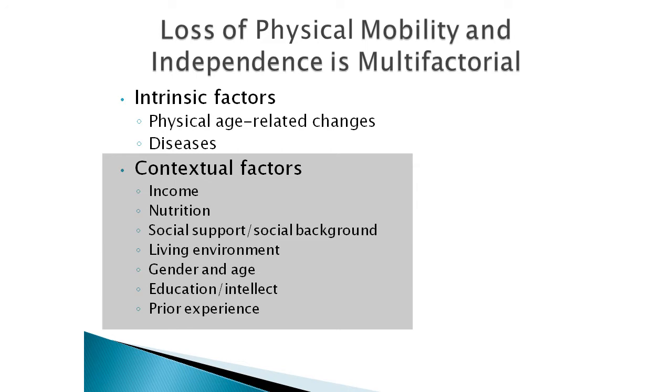Amongst the most important factors are financial resources, nutritional habits, social support, social background, living environment, gender and age, education and intellect, prior life experience. Keeping that in mind, the rest of this video will outline and discuss the normal age-related changes which occur in the muscles, joints, periarticular tissues, and cartilage.